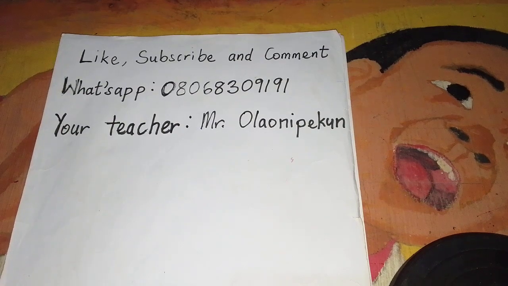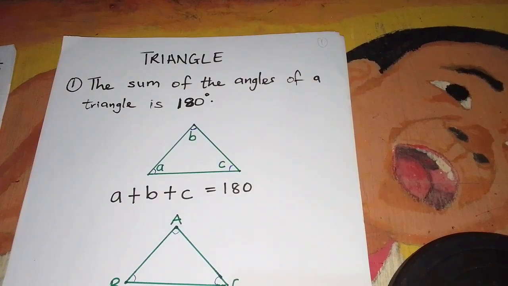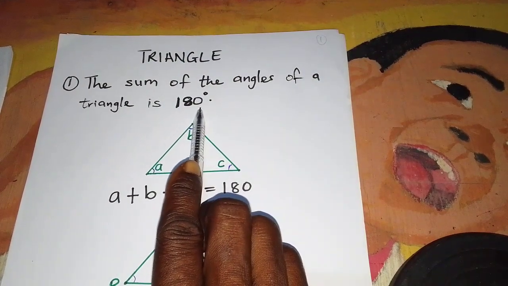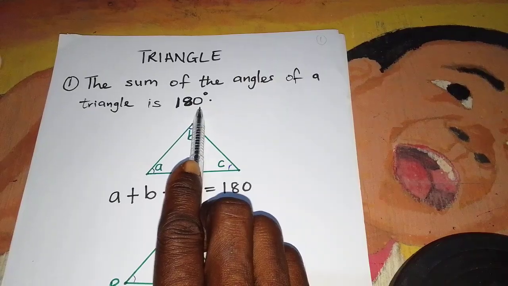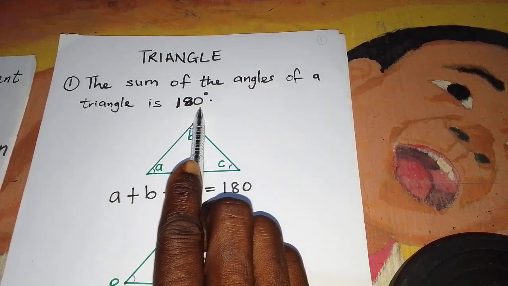Hello students, today we are starting with triangles. Now the sum of angles of a triangle is 180 degrees. If you add the angles in a triangle together, everything should give you 180 degrees.